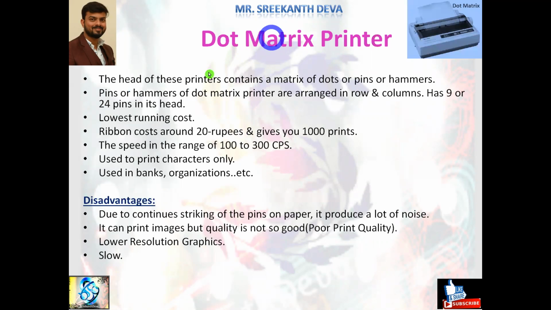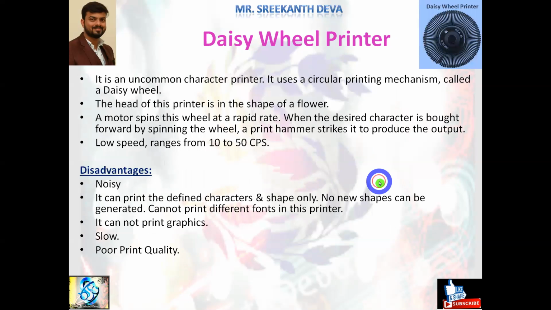The dot matrix printer is also a character printer. The ribbon costs around 20 rupees and generates 1000 prints. It uses hammer and ink ribbon technology. Generally, it is used in banks and organizations. Some disadvantages are that it is slow, has lower resolution graphics, and has poor print quality.